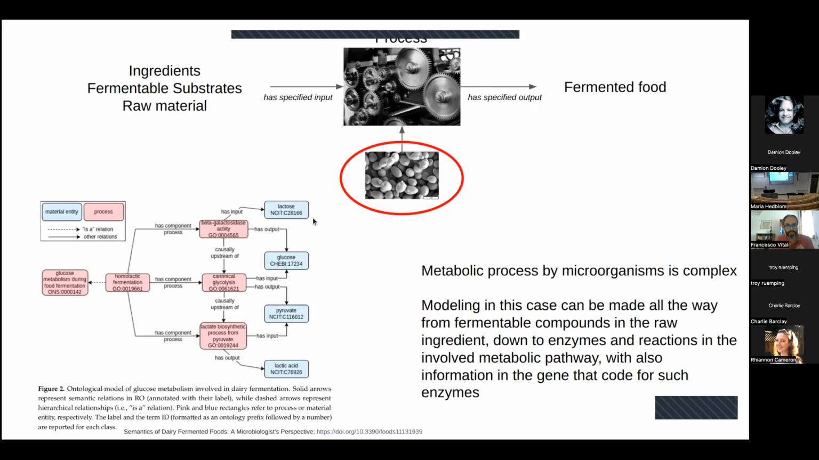So again, when we open the box and go into the biological process, we can go down from the very upper level of the metabolism on the glucose to the very low level of the biological pathways involved. We know which enzymes and which genes are involved in the process. And we can detail it: we may think that lactose is the input of the process, but it's not the input of the general process. We need to break the lactose into glucose, and so on. And then at the end, we have the lactic acid. In this case, we were dealing with kefir fermentation.